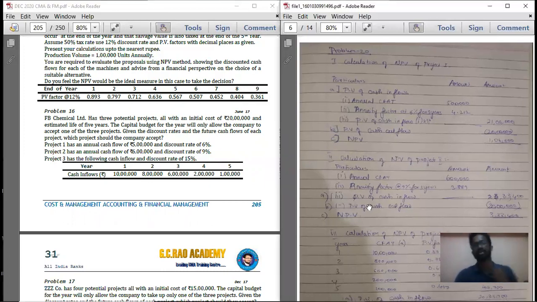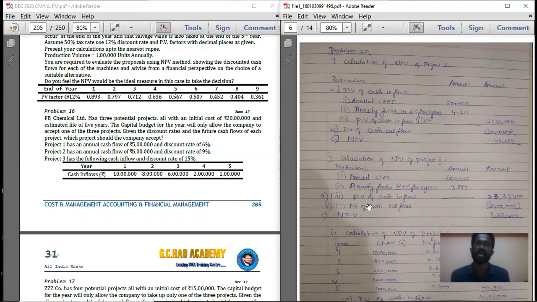So, moving on to the solution. Problem number 16. Statement number 1: Calculation of net present value of project 1. Draw a 3 columnar table: first column particulars, second column amount, and third column also amount.